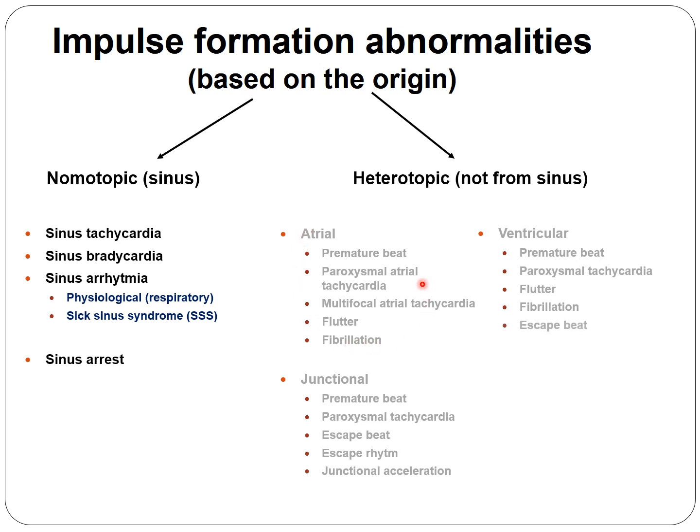Only flutter and fibrillation can develop in the atrium or in the ventricle, but not in the sinus or in the junction.